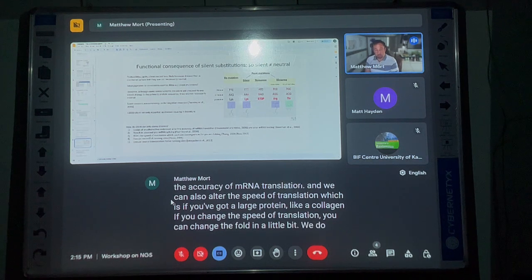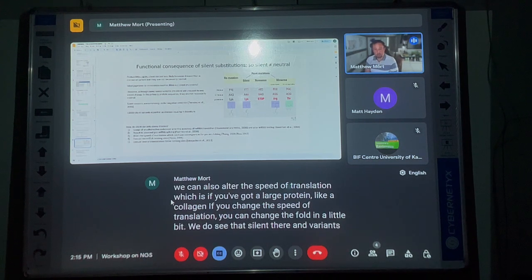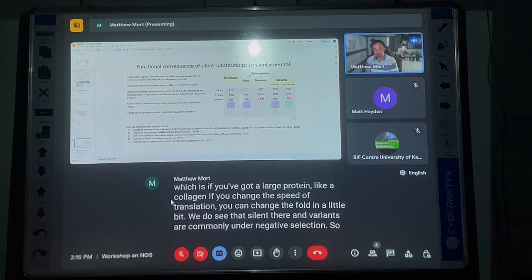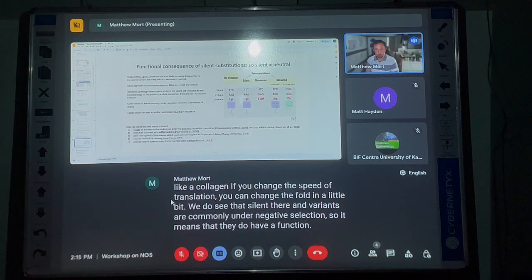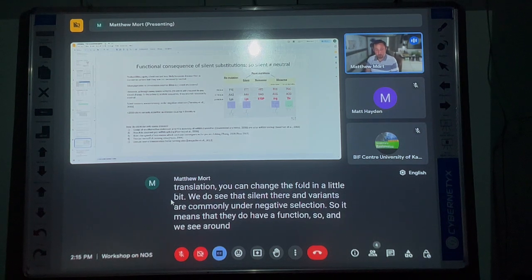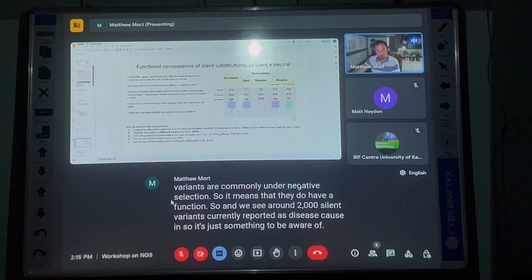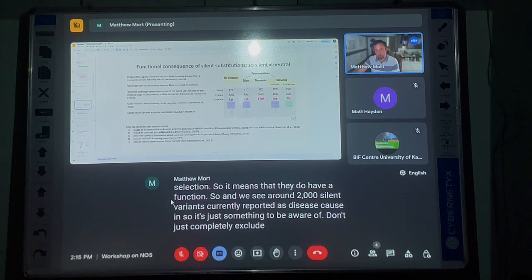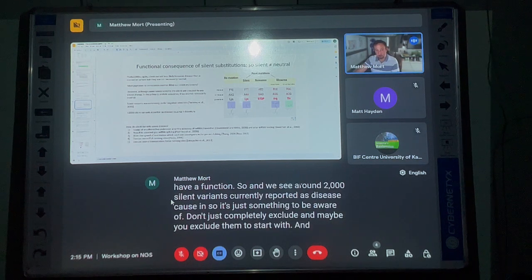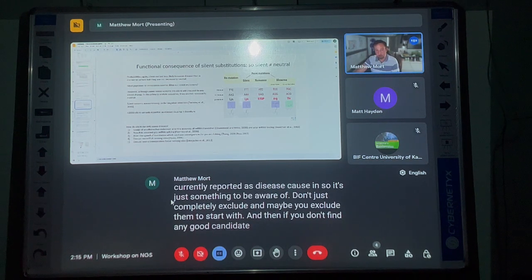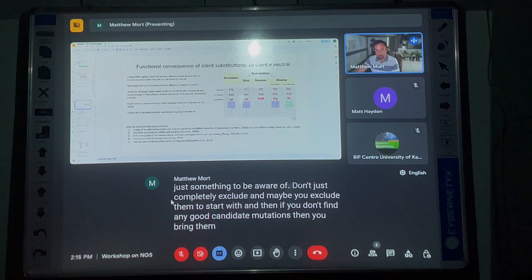We do see that silent variants are commonly under negative selection, so it means that they do have a function. We see around 2,000 silent variants currently reported as disease causing, so it's just something to be aware of. Don't just completely exclude them. Maybe you exclude them to start with, and then if you don't find any good candidate mutations, you bring them back in.